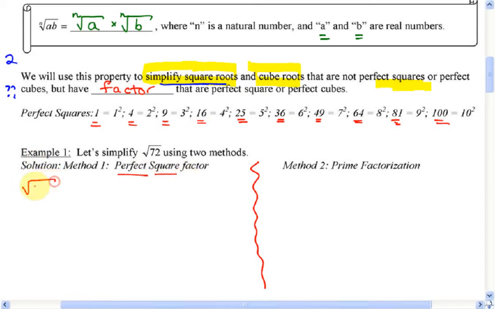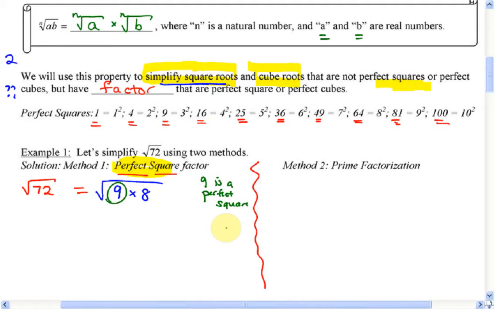Can you tell me what 72 is equal to? What two numbers multiplied together give you 72? And not only that, I want you to find which perfect square number multiplies into 72. Help me out, somebody. What times what gives you 72, first of all? 72 and 1, yeah, but is one of those a perfect square? No. 8 and 9, I heard. Okay, so let's do this. 8 and 9. Why do I like 8 and 9? Because 9 is a perfect square. That's great. So let's rewrite root 72 as root 9 times 8.